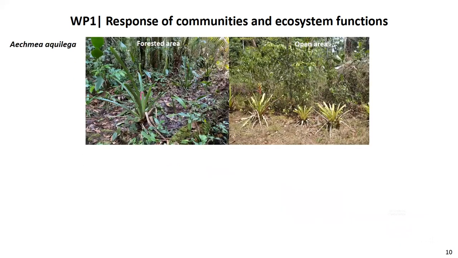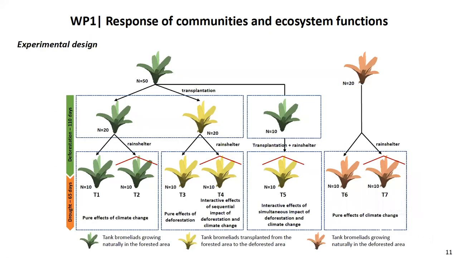So for this study, we focus on the tank bromeliad Acmea aquilegas that can be found in both forested and open areas. And we perform an experiment where we can manipulate the deforestation. And here we select 50 tank bromeliad in the forest area. Here it's the bromeliad in green. And we select also 20 bromeliad in the open areas. And we start the experiment by the deforestation.